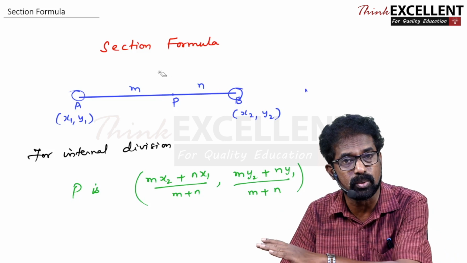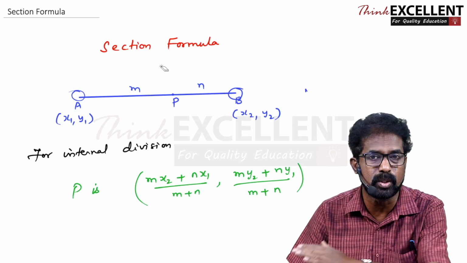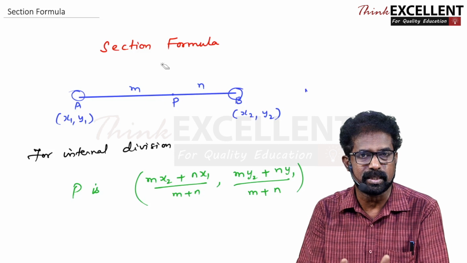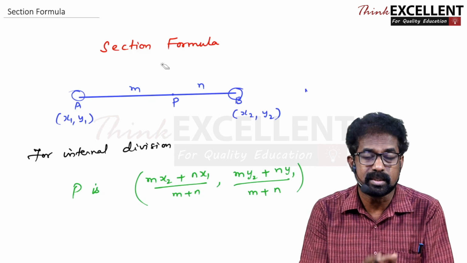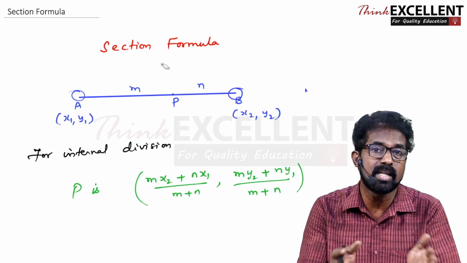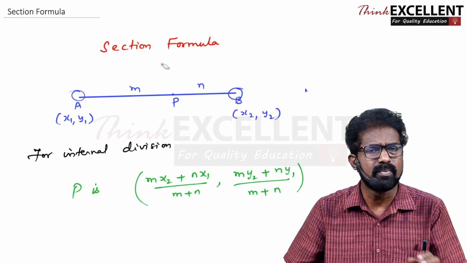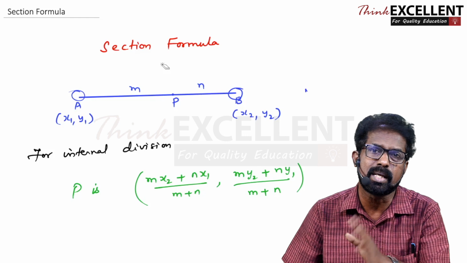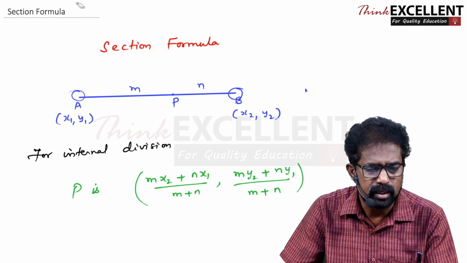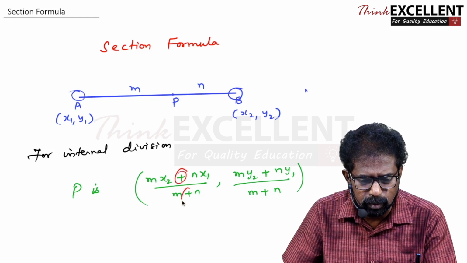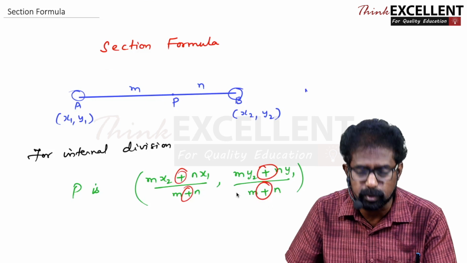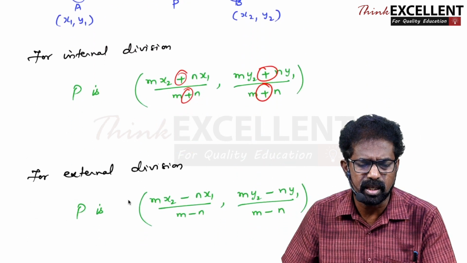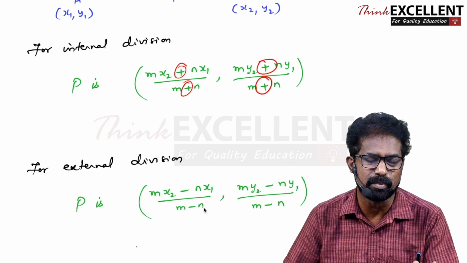M into x2, go to the other end. M into x2 plus n into x1 divided by m plus n. This is for internal division, same way for the y coordinate. External division, very simple. Instead of plus, you put minus. And in the middle, change every plus to minus. So here you put minus, here you put minus, here you put minus, here you put minus. That's all. That is for external division. Okay, easily you can remember that.